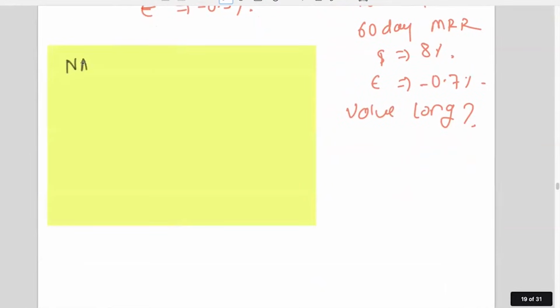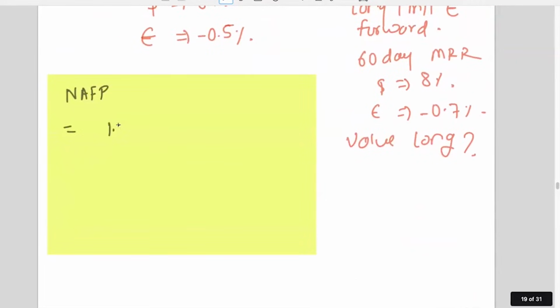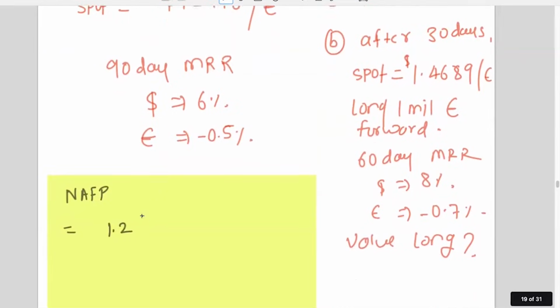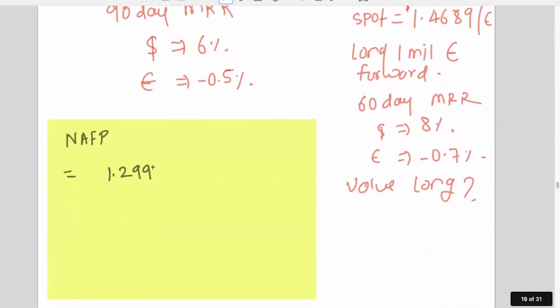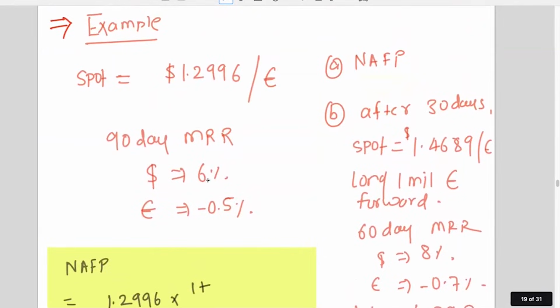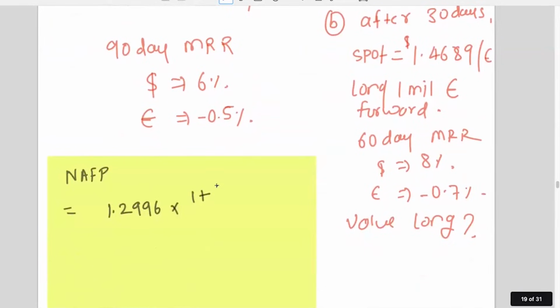So the no-arbitrage forward price is equal to 1.2996 multiplied with 1 plus, what's the rate here? 6%. Remember, the numerator rate goes in the numerator. That's kind of a good thing with the CFA curriculum here.